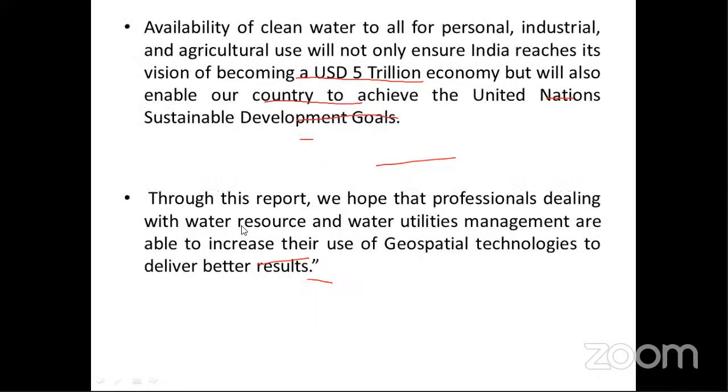So for solving such problems, we require proper, better management. Now, availability of clean water to all for personal, industrial, and agriculture use will not only ensure India reaches its vision of becoming a 5 trillion dollar economy, but will also enable our country to achieve the United Nations Sustainable Development Goal.